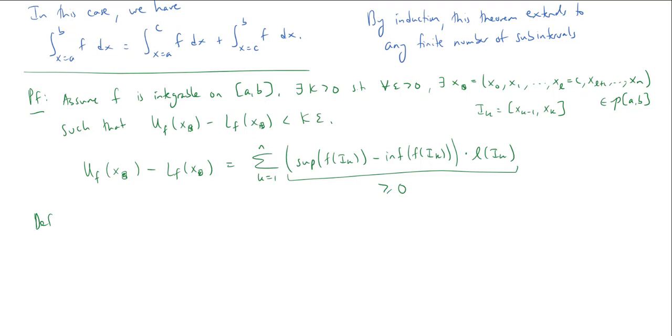So let's define a new partition. I'm going to call it x less than or equal to c. And this is just going to be the same partition, but I'm just going to cut it at c. And also let's define a greater than or equal to c version of x, which starts at c and ends up at xn. So I'm essentially chopping this original partition x into two pieces at c.